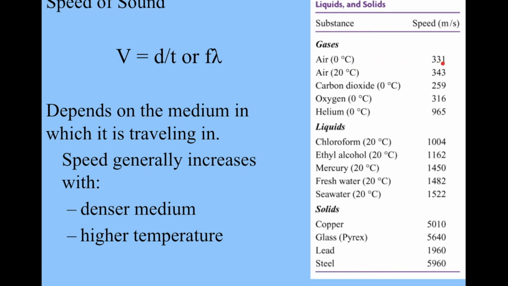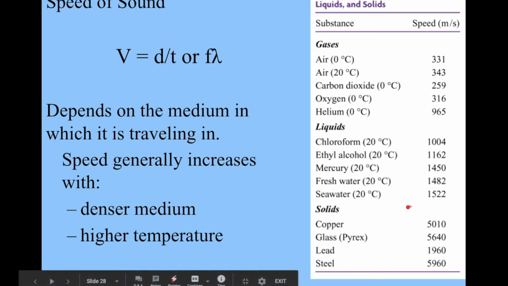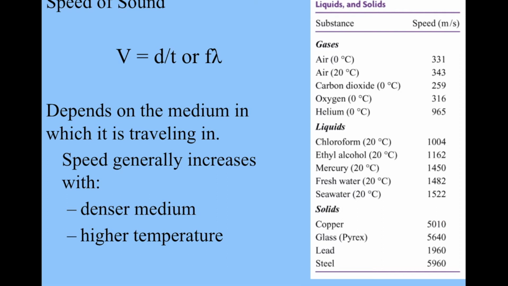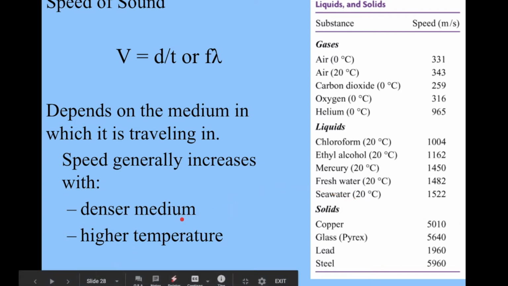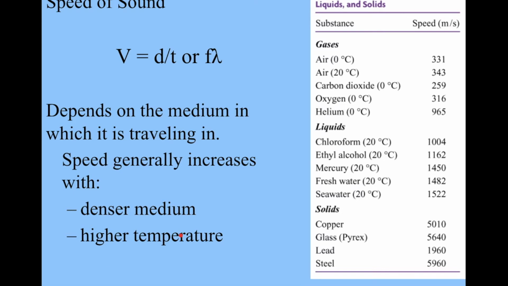So this is the speed that you get on your reference table, 331, but 343 is also a speed that's typically used. Notice here as we go to solids, we get much higher speeds, so speeds of 5,000 as compared to 300, and sound just transfers much more efficiently through solids. So in general, higher temperatures result in higher speeds, and denser media result in higher speeds.